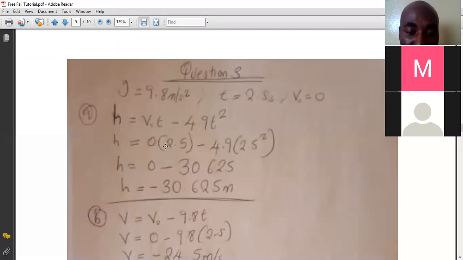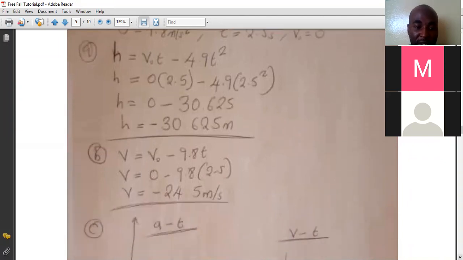So H equals 0 minus 30.625. So the height is minus 30.625 from where you're dropping, because you are on top of the building when you drop the brick. So meaning the building itself is 30.625 meters tall. So you say H equals 30.625 meters.